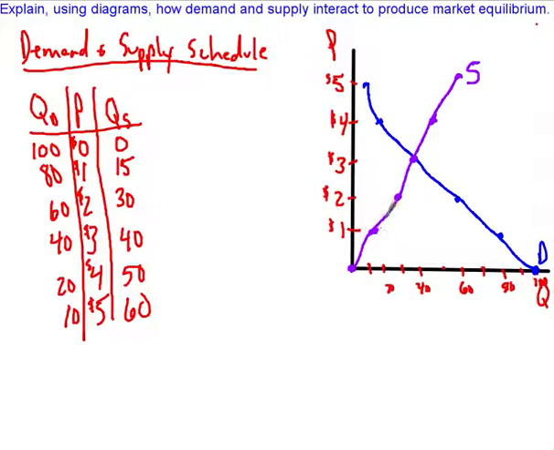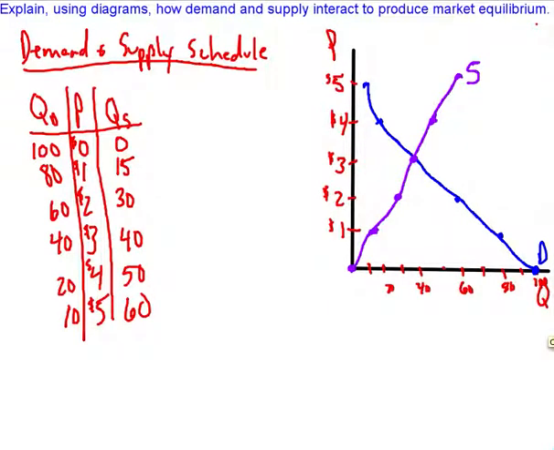Same with supply. Suppliers are happy anywhere along this line. So at a price of $1, some supplier is happy producing 15. All these other people aren't, but this one person is. At $3, suppliers are happy doing 40. There are some suppliers that wouldn't produce if the price were $3. They would say, you know what, you just need to give me $4 or $5, and then I'll join in the production. But until then, I'm okay not producing. I'll produce something else. No big deal.